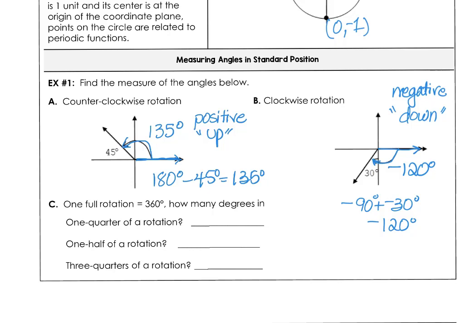One full rotation is 360 degrees. So in a quarter of a rotation, we would have 90 degrees, 360 divided by 4. In half of a rotation, that would be 180 degrees. And 3/4 of a rotation, that would be 270 degrees. And we'll get to know those terms as the quadrantal angles. They're lying on an axis at either 90, 180, or 270.